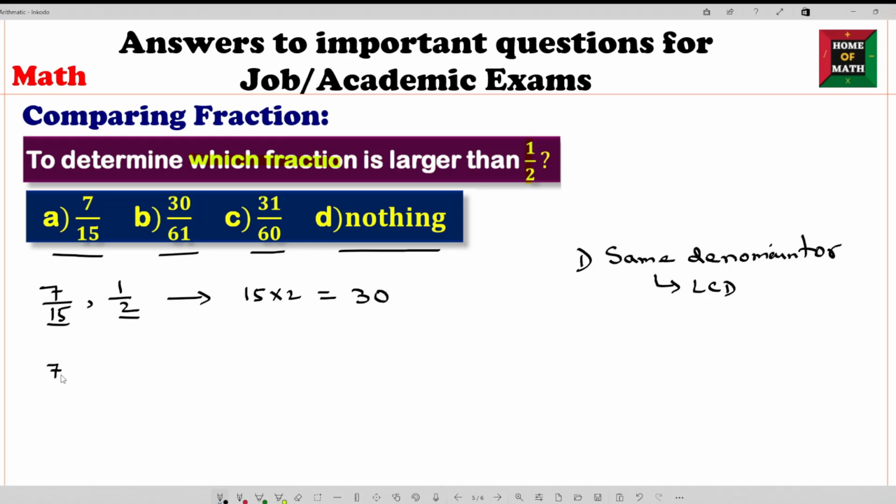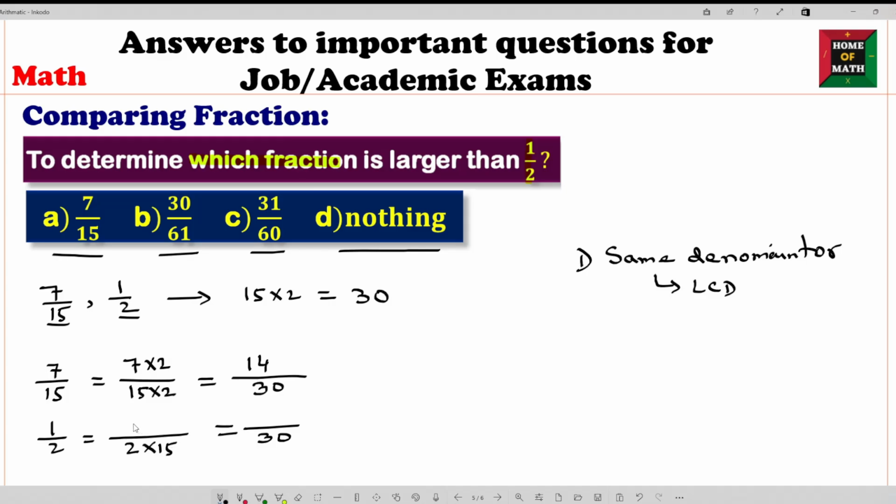So 7 divided by 15, we will make the same denominator, which means 30. For 15 we need 2, so 7 times 2 means 14. Similarly, 1 by 2 equals, our common denominator is 30, so 2 times 15 and 1 times 15, so it will be 15. The second thing is to compare the numerators.